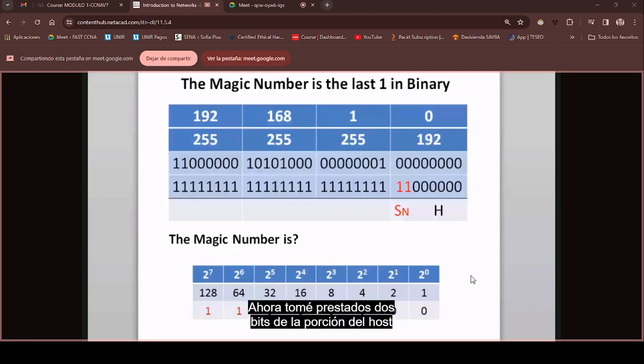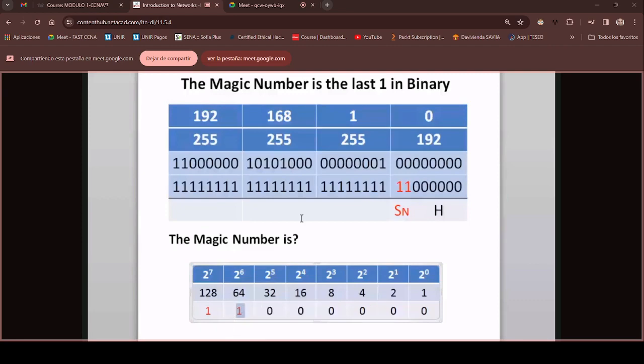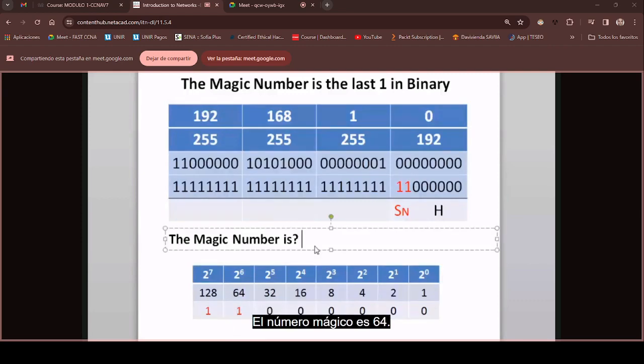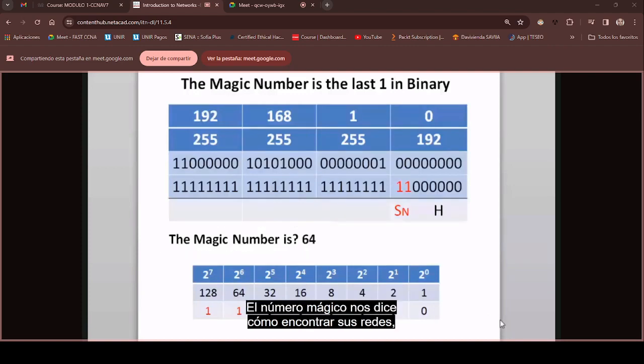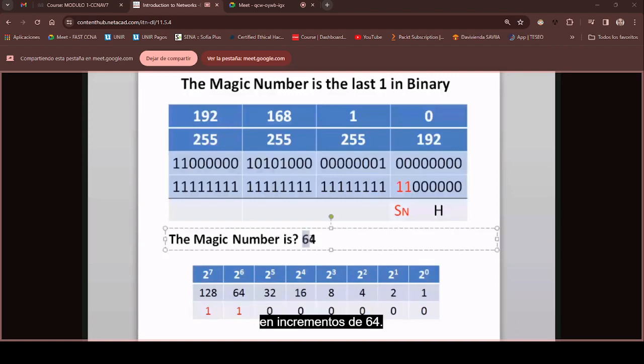Let's see how this works borrowing 2 bits from the host portion. Now I have borrowed 2 bits from the host portion of the subnet mask. The magic number is now the last binary one, which in this case is in the 64's place. So the magic number is 64. The magic number tells us how to find our networks and lets us know that the networks will be going up in increments of 64.